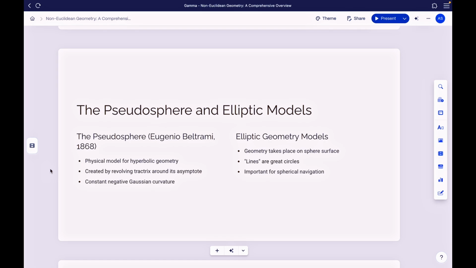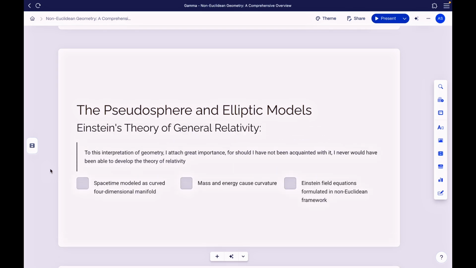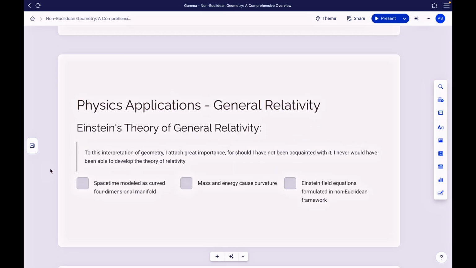A few more elliptic geometry models: geometry takes place on a sphere's surface. Many models use lines as great circles, and it is important for spherical navigation or augmented GPS systems. There are a few physics applications, especially in Einstein's theory of general relativity. Basically, the space-time model is a curved four-dimensional manifold, and see, when I said curved, that basically mentions non-Euclidean geometry, especially elliptic and hyperbolic.